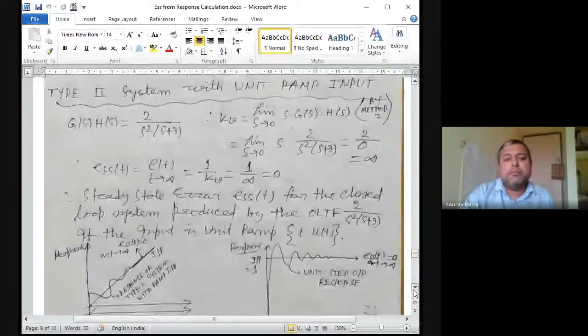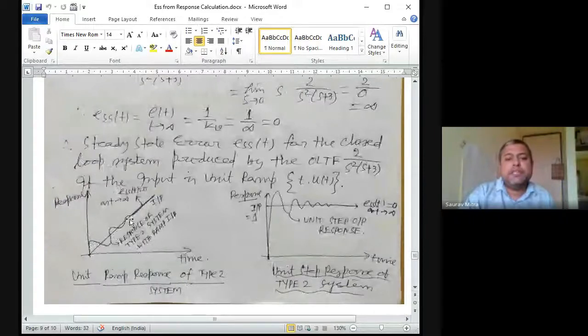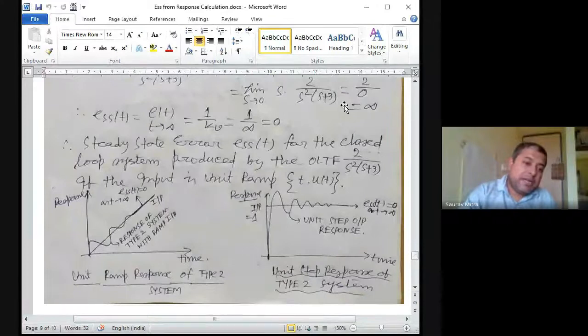So how will it look? It will look like this. This is the ramp input. In that case, ess is equal to 0. That means the steady state error is 0, because this is a type 2 system and you are giving a ramp input. In that case, this will be the oscillation, around this. Up, down, and after that it settles, with ess equal to 0 for the ramp. All this response I can show you, and it is already plotted, so it will be shown.